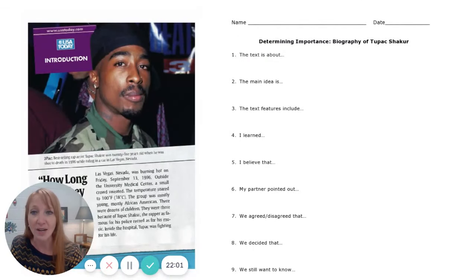Here's another article that we read about Tupac, and then students reported back using these phrases. I really like where it said, I believe that. My partner pointed out, we agreed or disagreed that. We still want to know was a nice one.